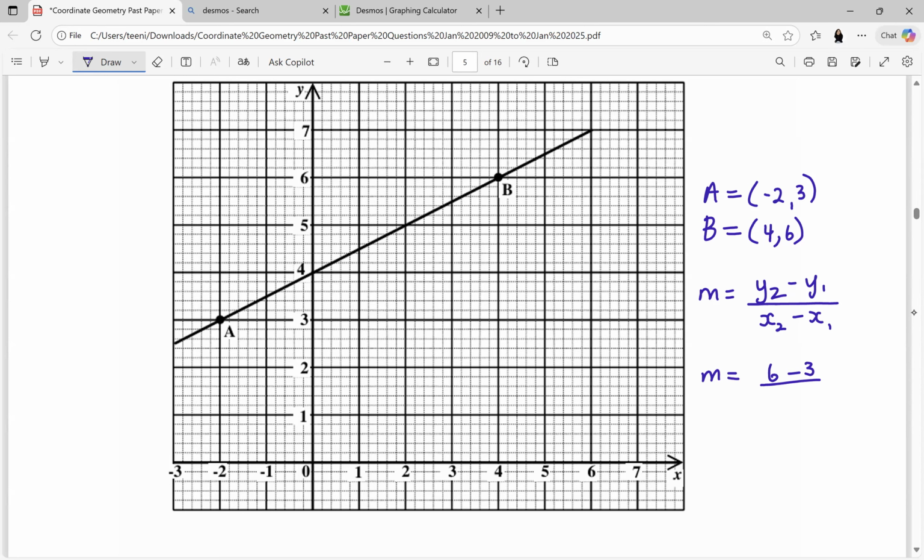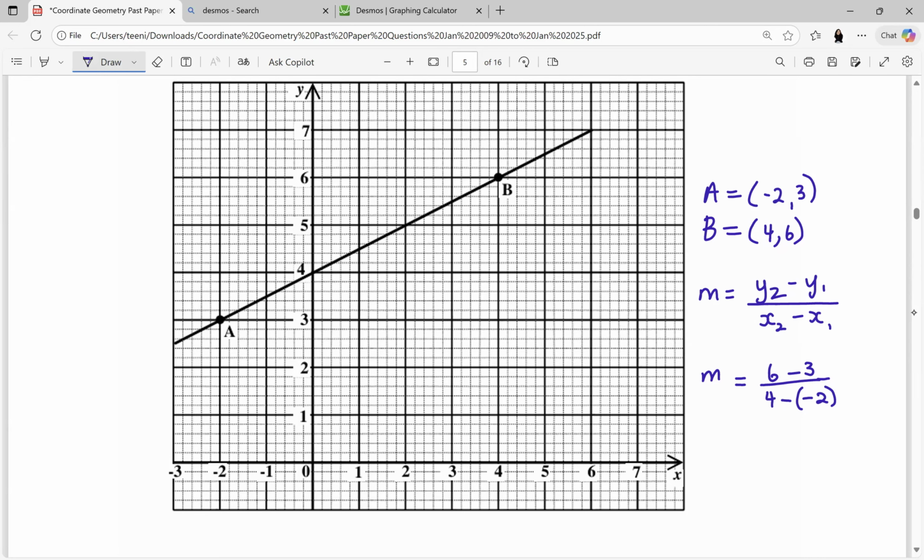Divided by, well, over 4 minus 2. Yes. But Zach, it will be 4 minus negative 2. Oh yes, because it's negative. Correct. So I want you to be very careful with that, right? Zach used y2 as 6, so then x2 would be 4, and then x1 was negative 2 and y1 was 3.